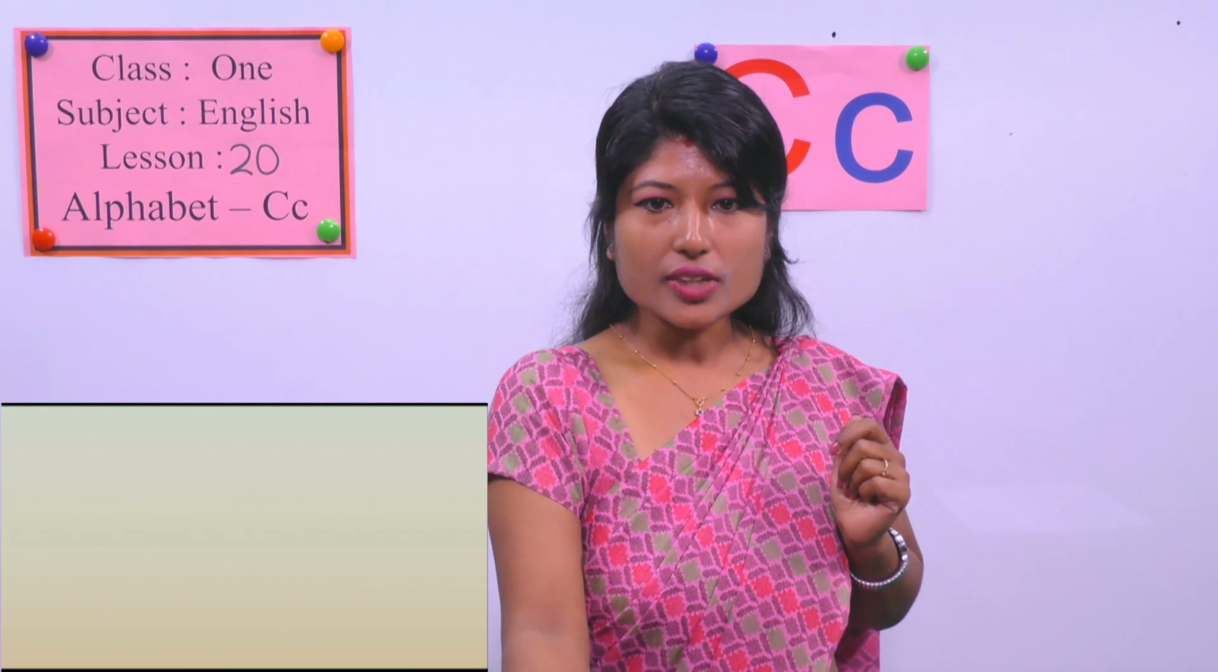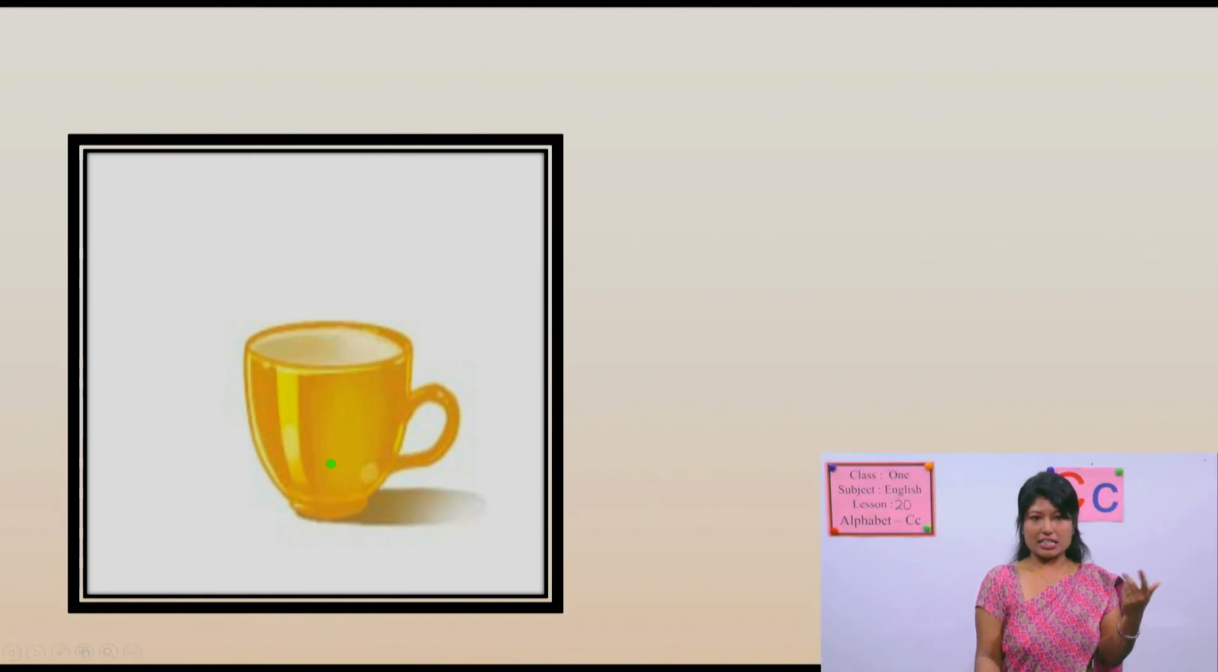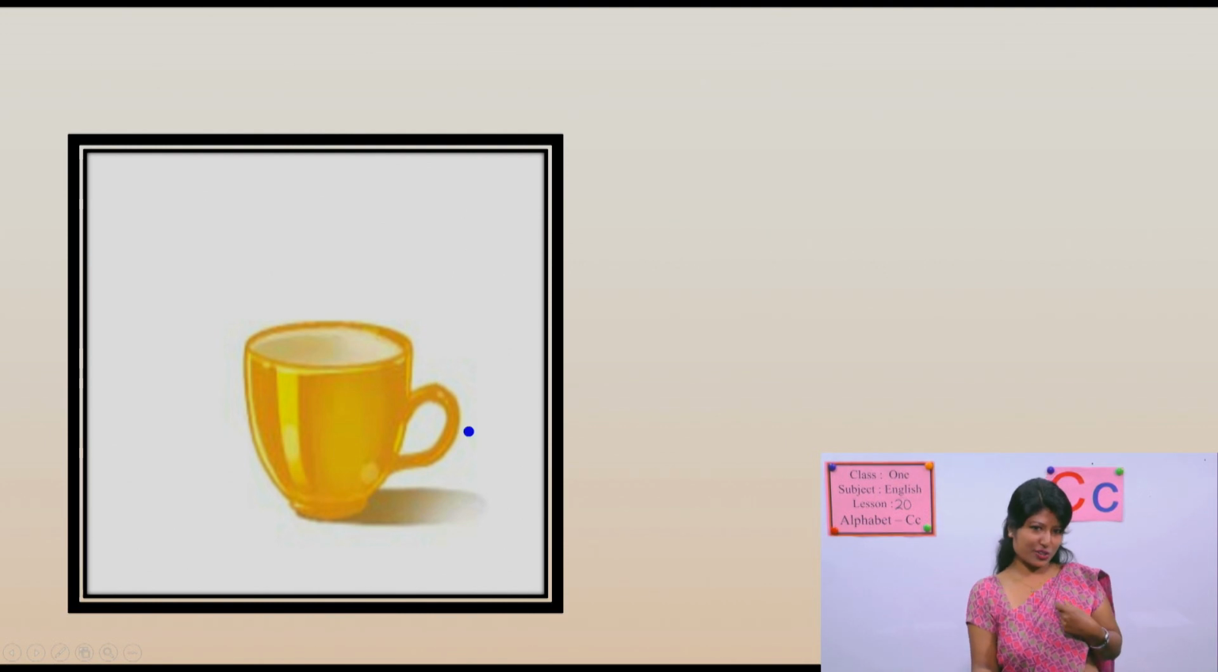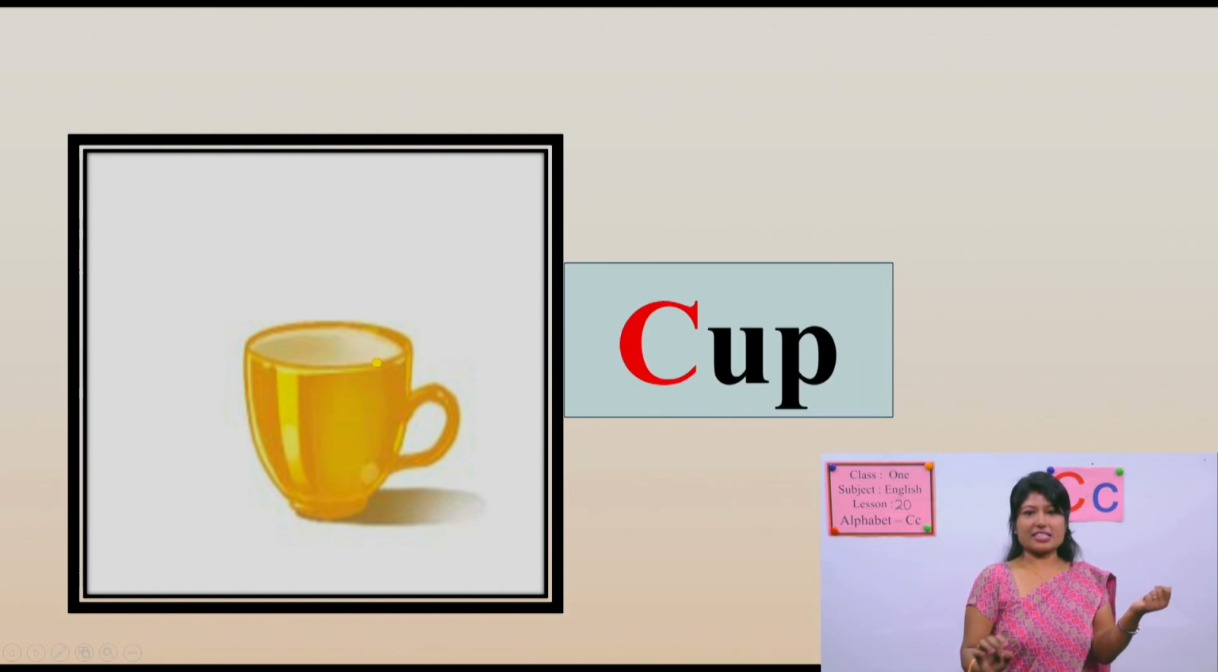See. Okay, the first picture over here is, what is this picture? Yellow in color. What is this? Is it an ear, an ear? No, right? What is this then? This is a holder, right? This here is a, yes, here it is. Cup.